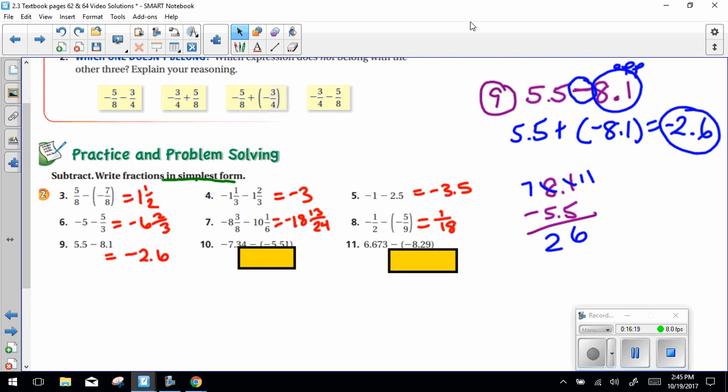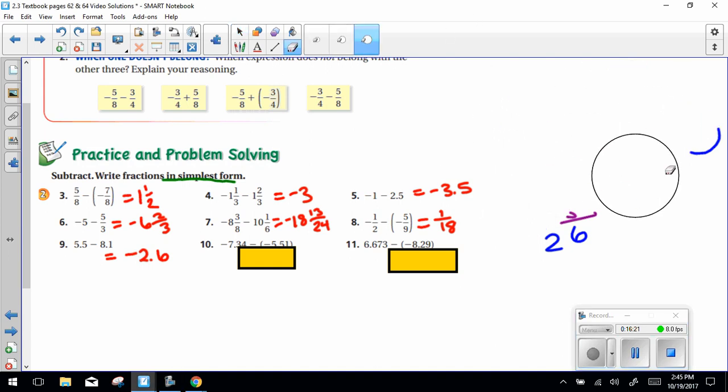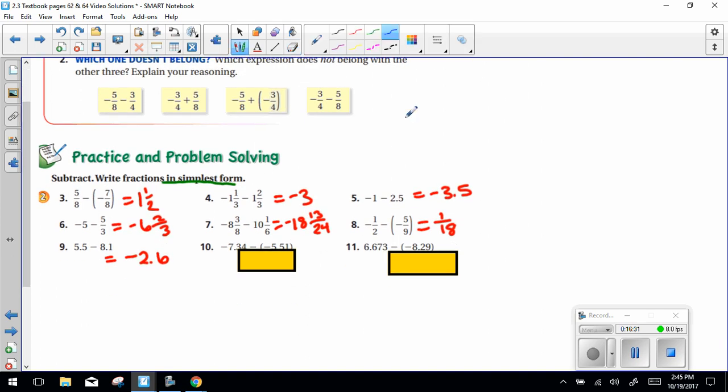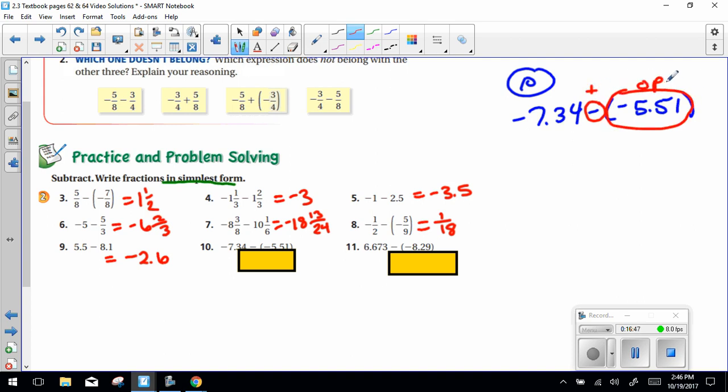Okay, so let's clean this up. Okay, let's take a look at number 10. We have negative 7 34/100 minus negative 5 51/100. So the first thing we want to do is rewrite this minus as a plus and take the opposite of this number. So negative 7 34/100, add 5 51/100.